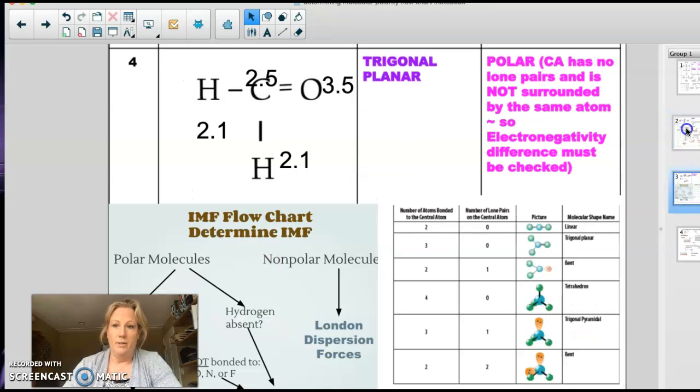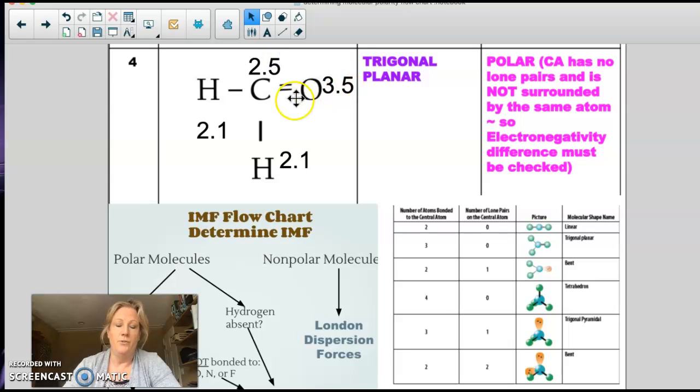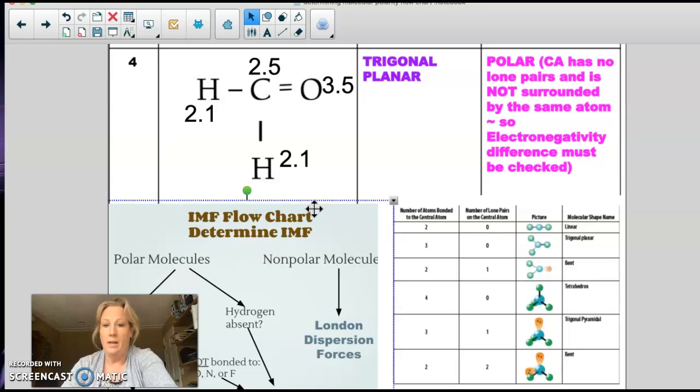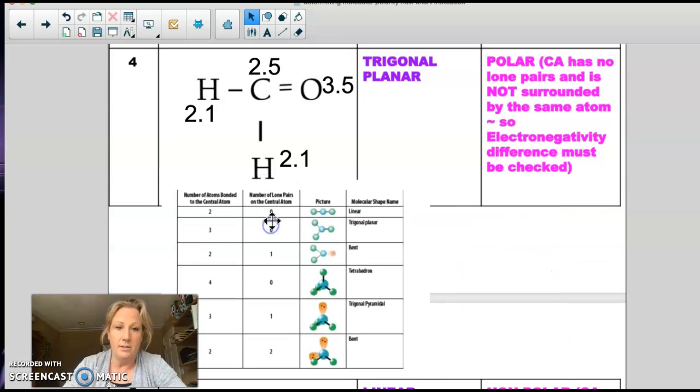So let me do this one next. This one is even more interesting. For the shape, I put the electronegativities in here because I'm going to use those later. It has 1, 2, and we only count that as 1 bonding area. So 1, 2, 3 bonding areas and no lone pairs leads us to trig planar for the shape.